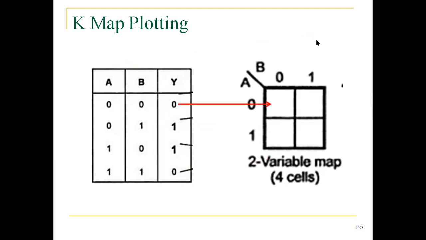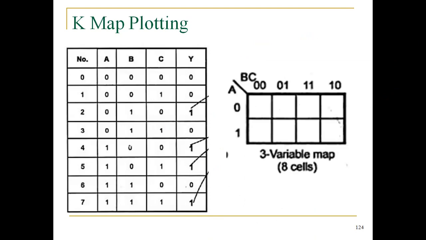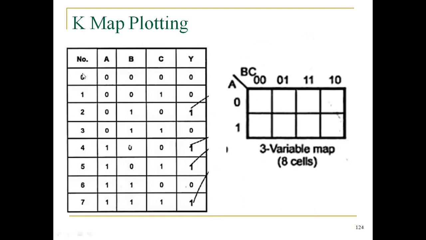So the first one, 0 0, should be filled here, 0 1 should be filled here, 1 0 should be filled here, 1 1 should be filled here. By using the same concept in the three variable method, this is the normal values.